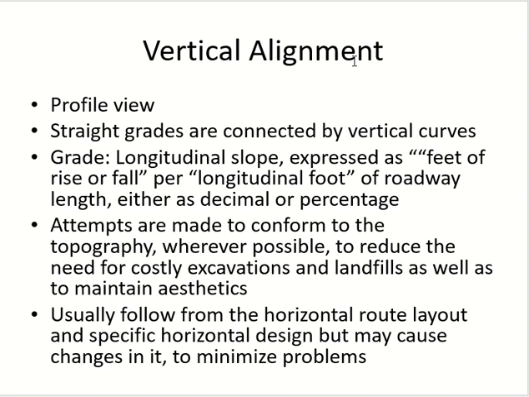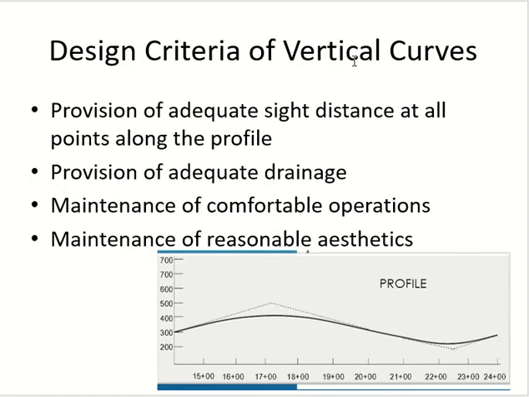Then we have the vertical alignment, which means you are looking at the road in the profile view, and again it contains gradients as well as curves. Vertical alignment is done after the horizontal alignment, but in some cases you may make some changes in the horizontal alignment on the basis of this. Okay, so the main factor in vertical alignment is the design of the vertical curves. These are 4 points you have to keep in mind for the design of the vertical curves.